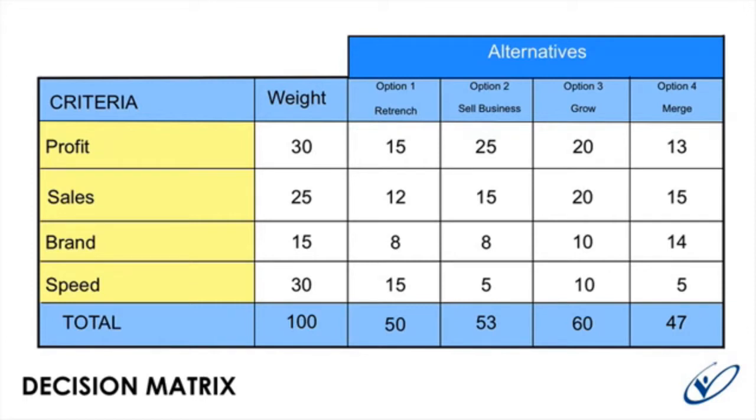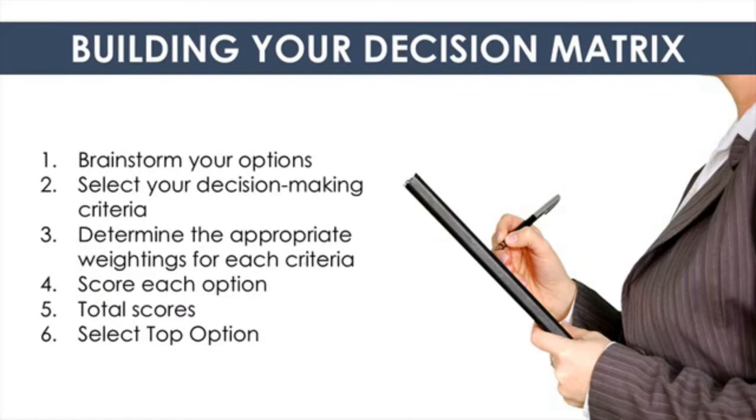Okay. Now, you then simply add up your scores, and pick the alternative with the highest score. So the process: brainstorm your options, select your decision-making criteria, determine the appropriate weightings for each criteria, score each option by going across the rows, total the scores, and then select your top option.